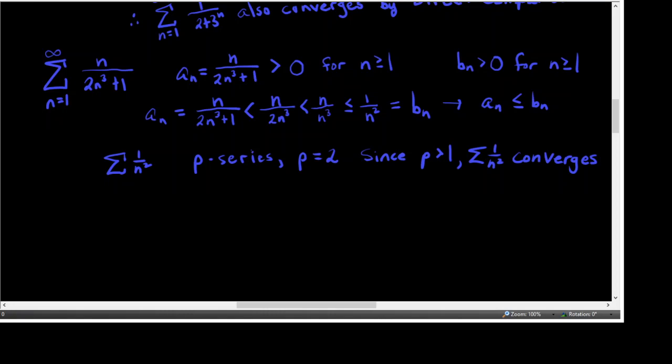inequality relationship, and if b sub n converges and the terms of a sub n are always smaller than that convergent series, that means, therefore, that sigma of a sub n, which is our original problem, also converges. And what test did we use? Direct comparison. Again, don't make up your own abbreviations for things, because I won't know what you mean.